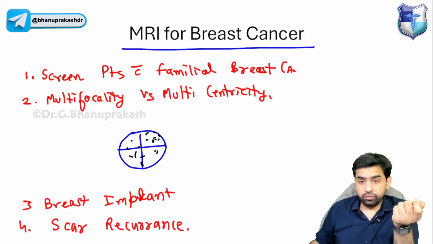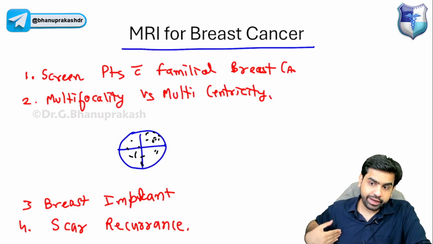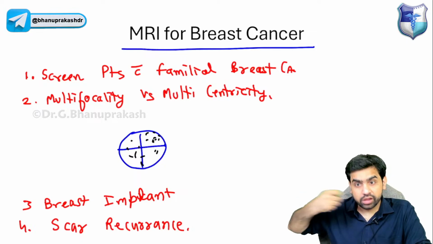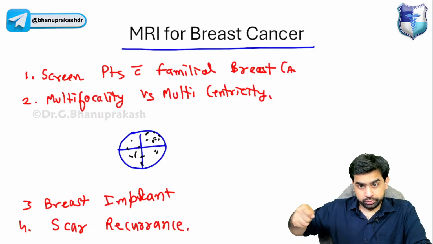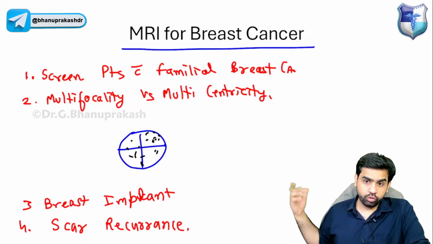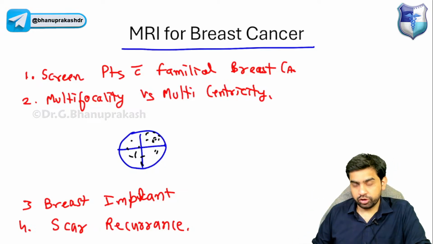Whenever you operate, let's say you perform a modified radical mastectomy, what is going to be left behind is a scar. And if there is a scar recurrence, a development of a malignancy in that particular scar, then in order to rule this malignancy out, if you perform an ultrasound or mammography, you will not be able to distinguish that. In order to look for the scar recurrence, what you have to perform is an MRI. That is what you need to understand.